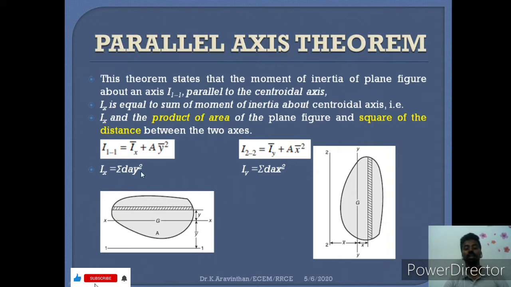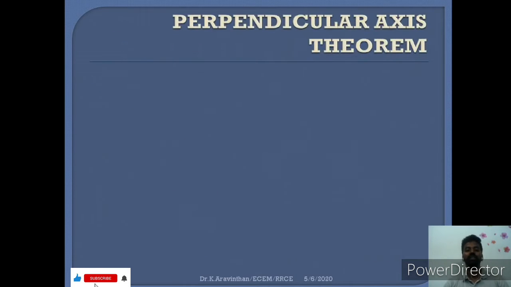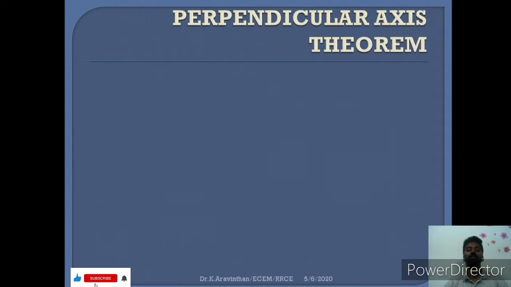There are two terms here which you have to understand clearly, that is y and y bar. What do you mean by y? Y is the distance between the centroid to the elemental area, and y bar is the distance between the reference point to the centroidal axis. Here you are having two components, y bar and y, which will be understood clearly when you are solving a problem. The next theorem is perpendicular axis theorem.